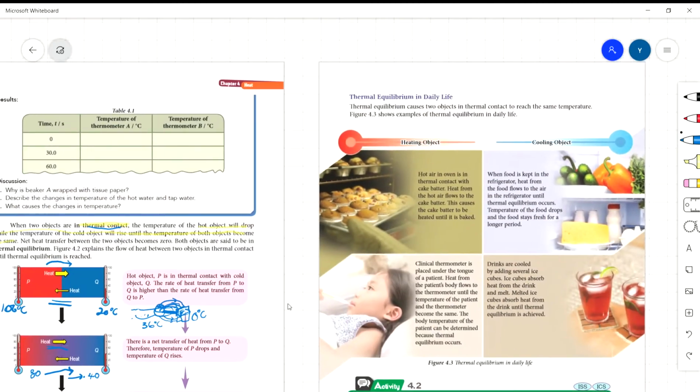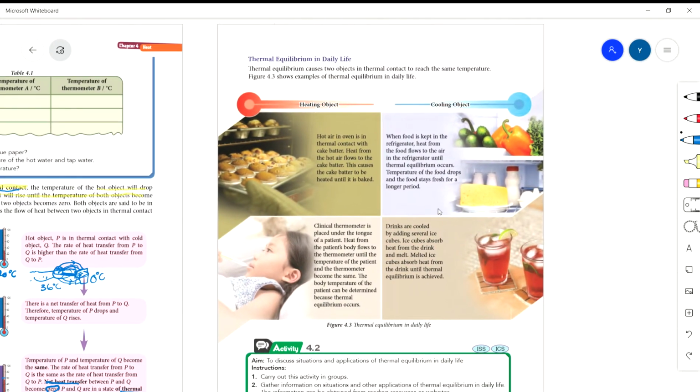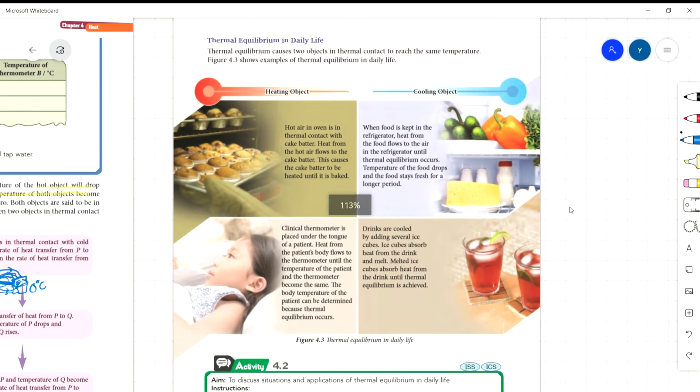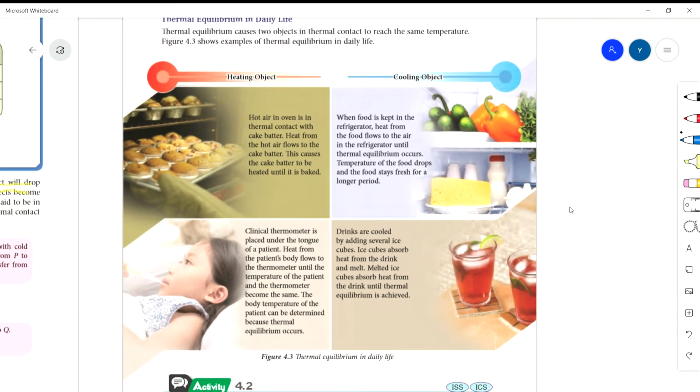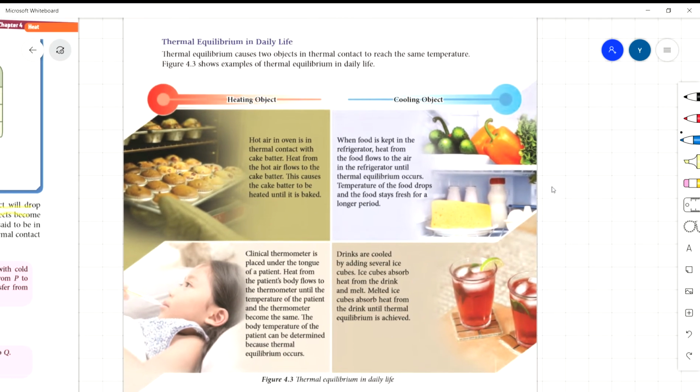Okay, then thermal equilibrium in our daily life. This one I think no problem with that, boleh baca je. We can use both to heat or to cool down. Thermal equilibrium causes two objects in thermal contact to reach the same temperature. These are the examples.